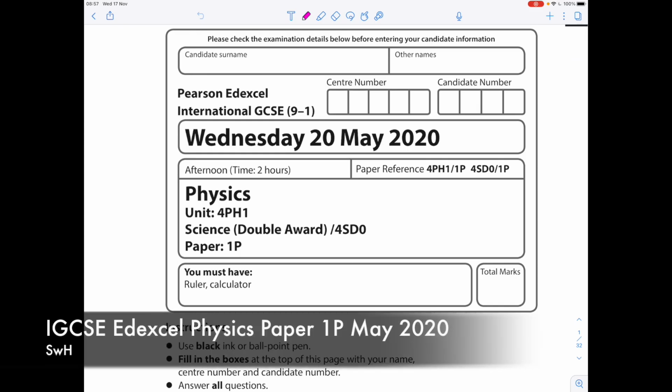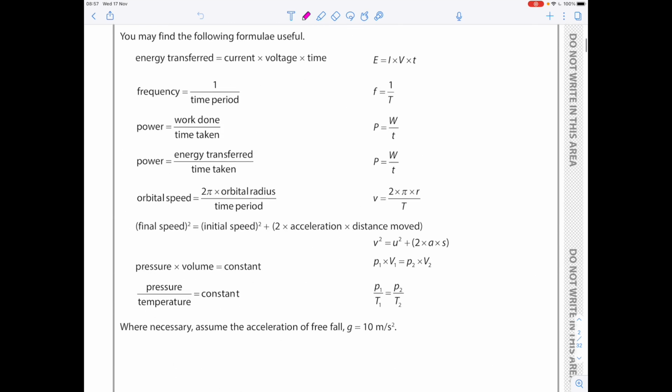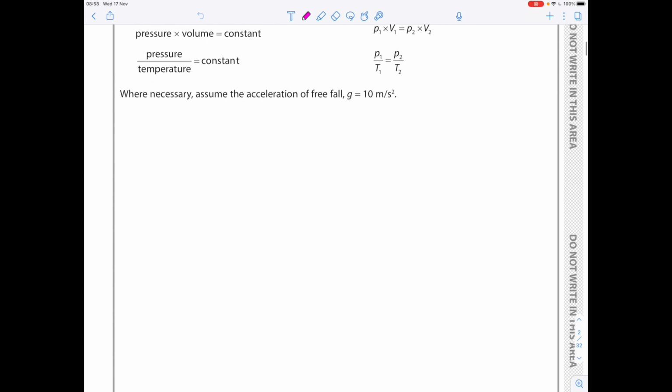Today I'm answering from May 2020 the Physics IGCSE Edexcel paper 1P. If you've been following me for a while, you'll remember that at the start of the paper I recommend you write as many different formula triangles as you can. It's worth putting in that time, so you've got your own equation sheet to refer to. I probably won't remember them all.